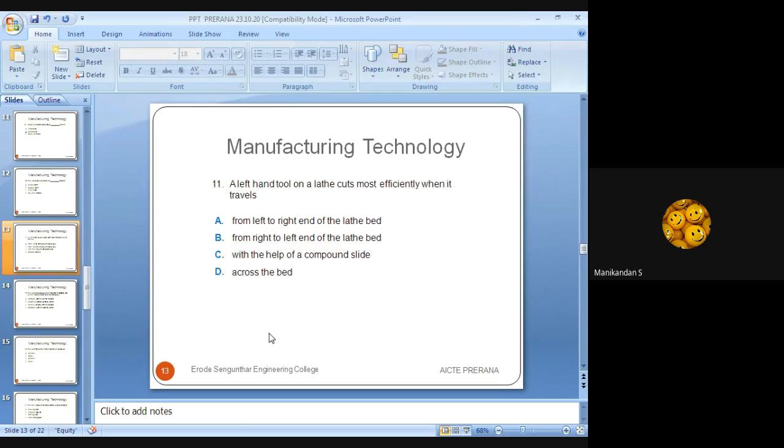Next one. A left hand tool on a lathe cuts most efficiently when it travels from left to right end of the lathe bed, or from right to left end of the lathe bed, with the help of the compound slide across the bed.